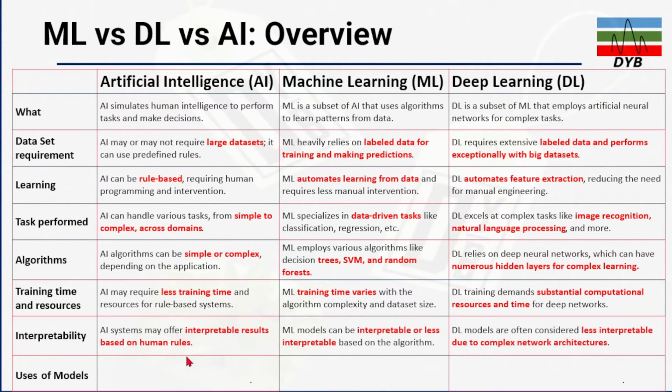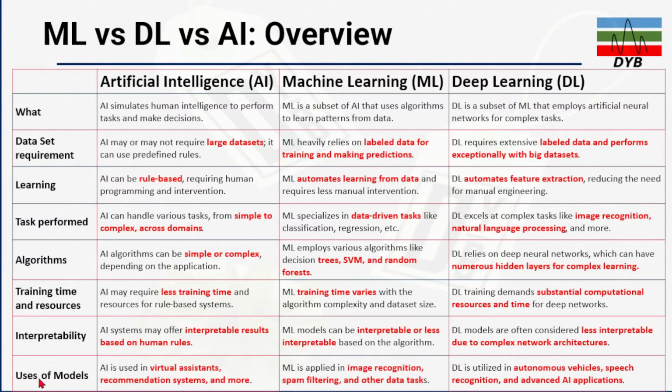How about the interpretability? AI gives interpretable results based on human rules. Obviously, we have the rules defined by us, so following the rules, it will interpret. It will not go against the rules. But in ML, we can have the rules, and based on that, it can create some other rules. Let's say X depends on Y and Y depends on X, so what actually is it? It will define other rules like that. In DL, deep learning models are often considered less interpretable due to the complex neural network architectures.